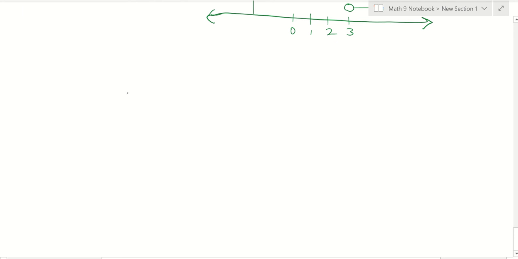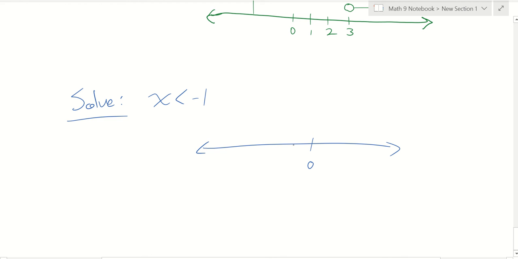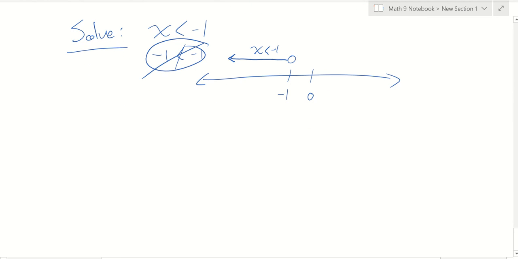So what about x is less than -1? Solve it with a graph. Cool. So let's say 0 is right here. Let's say -1 is right here. Is -1 part of the solution set? No, -1 won't work here, because -1 is not less than -1, right? It's equal to, so that won't work. But all numbers to the left of -1 will work. So this is the graphical solution to x is less than -1.